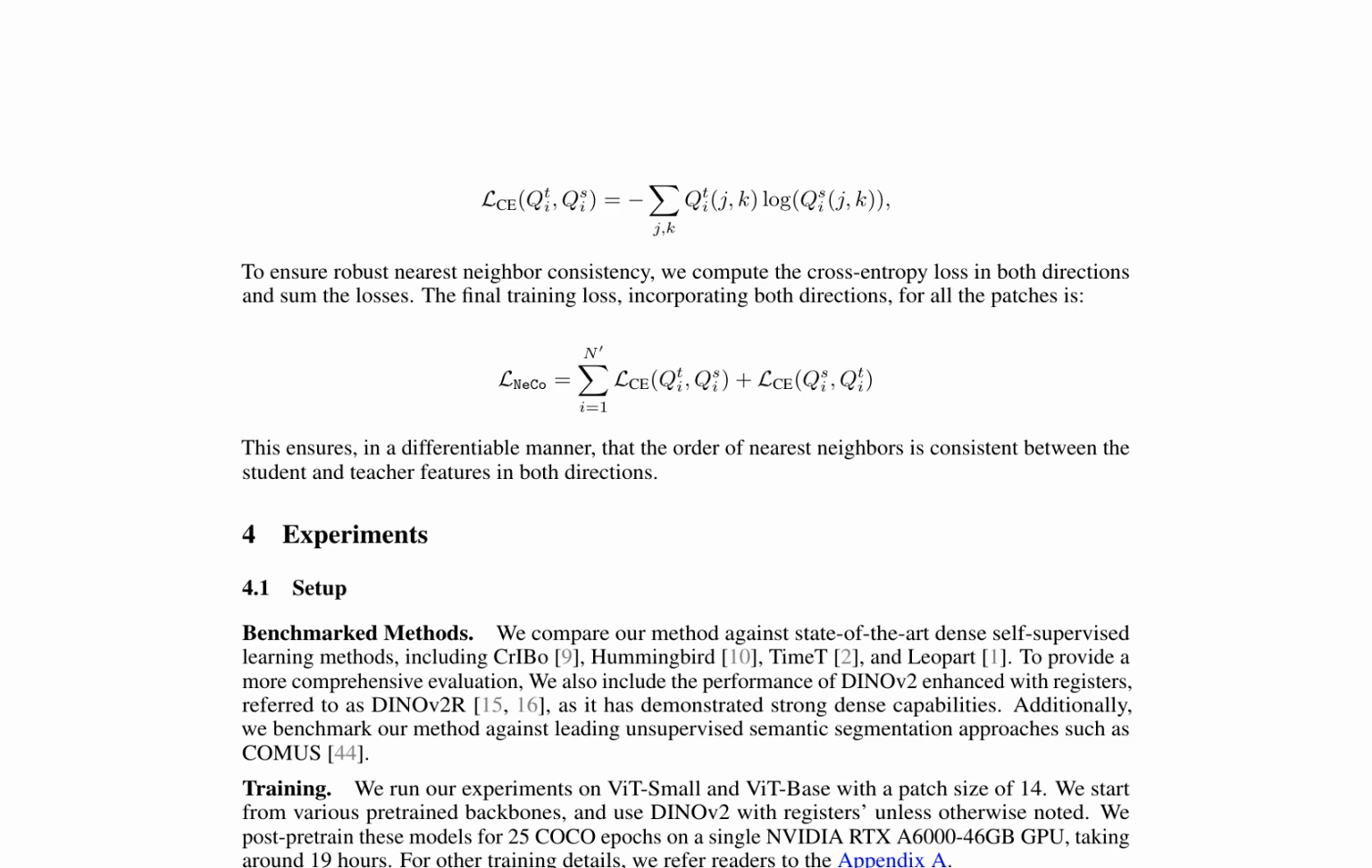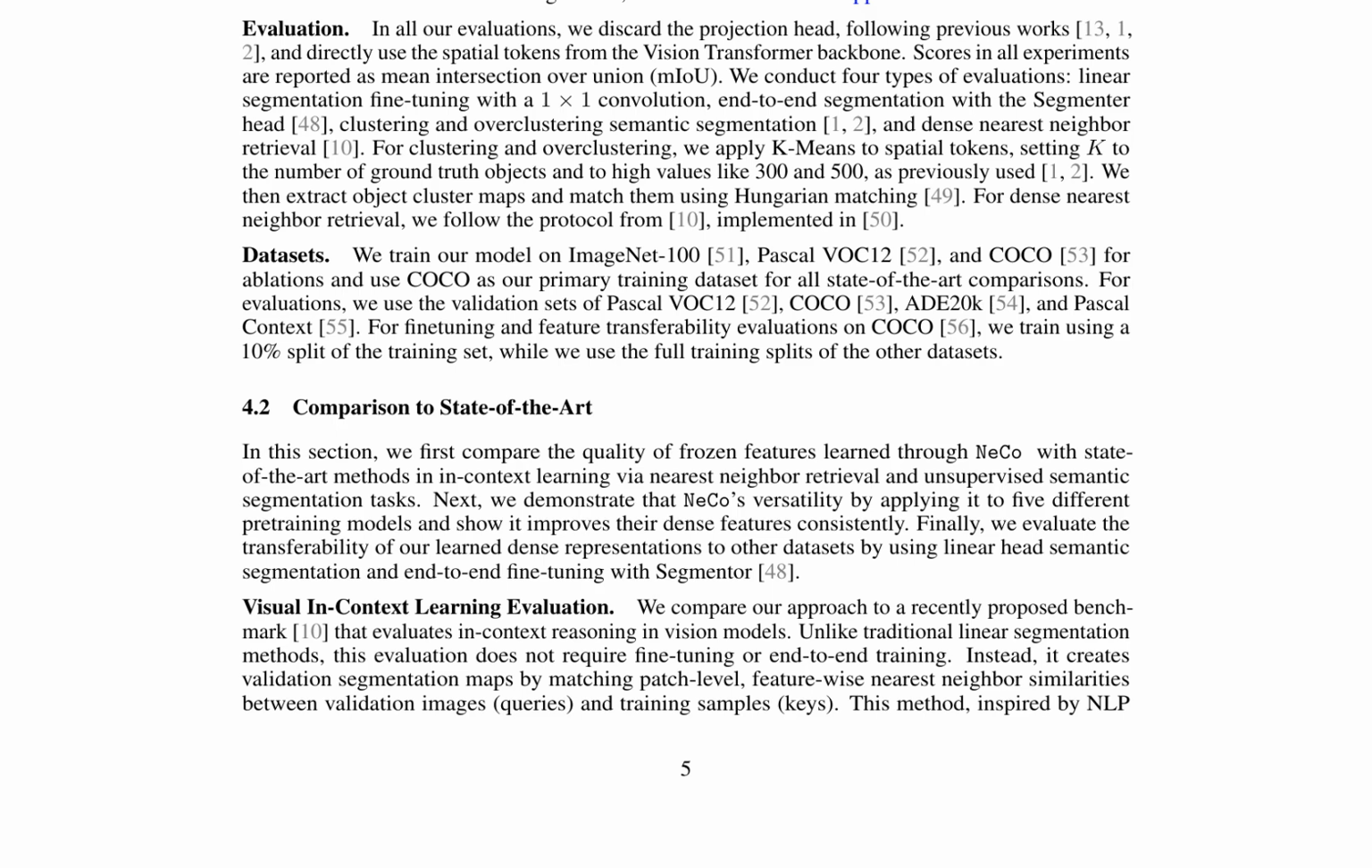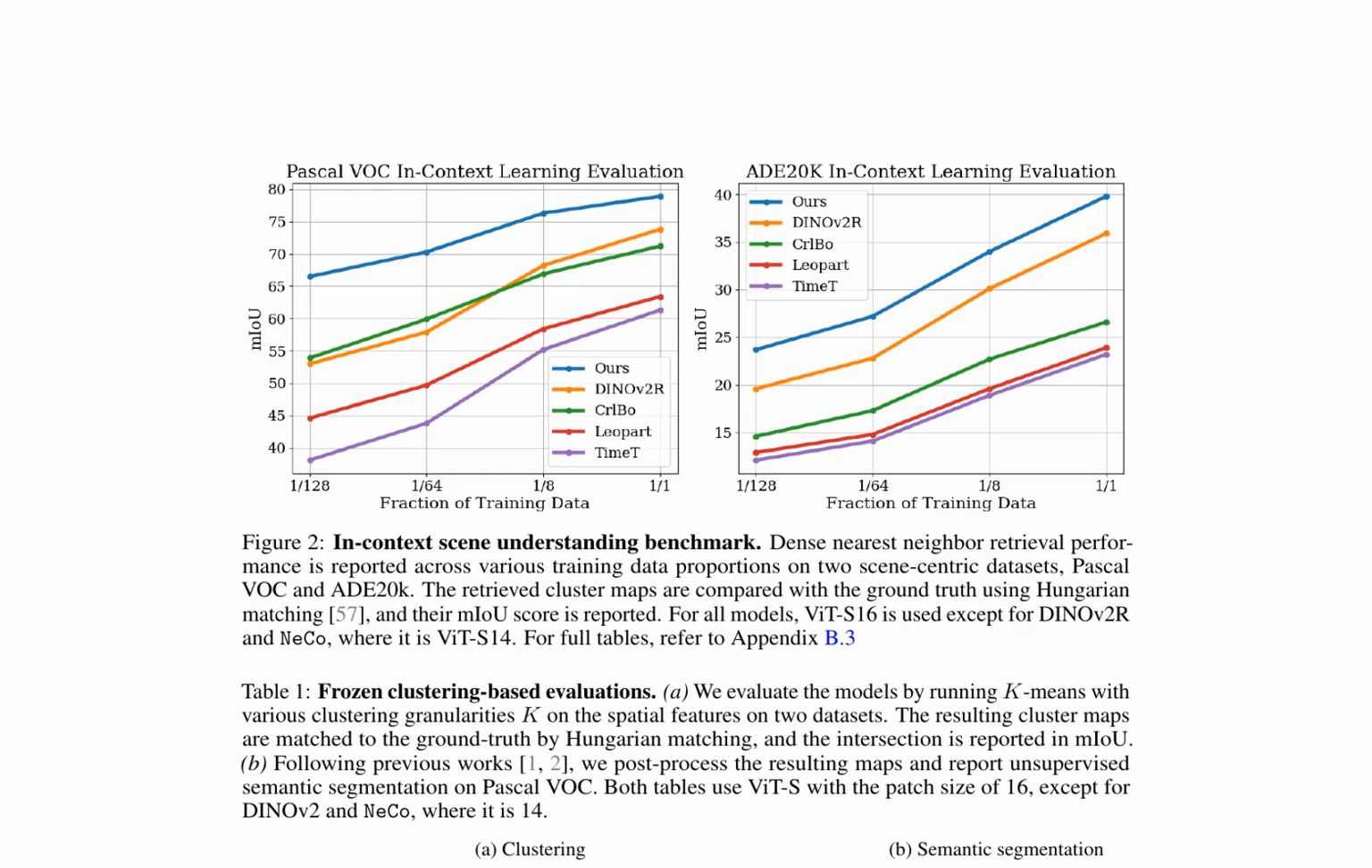The research paper discusses a novel method for ensuring robust nearest neighbor consistency in dense self-supervised learning. It proposes a cross-entropy loss function that computes the loss in both directions between student and teacher features, ensuring consistency in the order of nearest neighbors. The method is evaluated against state-of-the-art dense self-supervised learning methods and unsupervised semantic segmentation approaches. The paper also demonstrates the versatility of the proposed method by applying it to 5 different pre-training models and evaluating the transferability of the learned dense representations to other datasets.